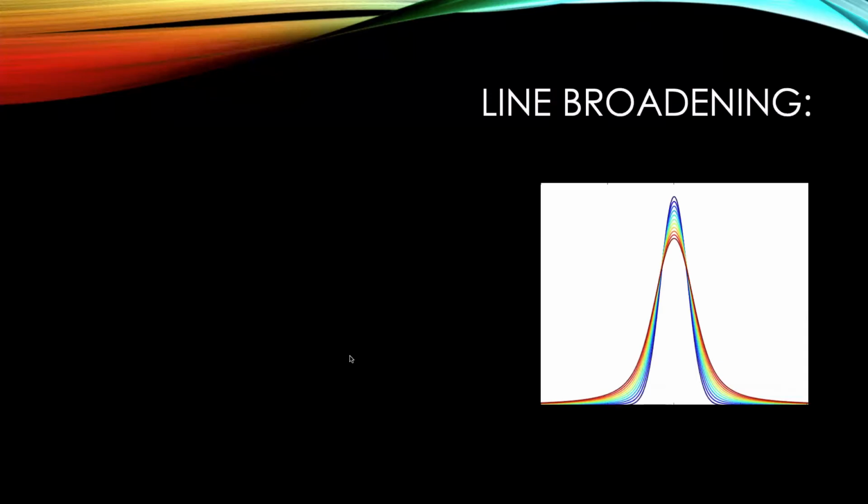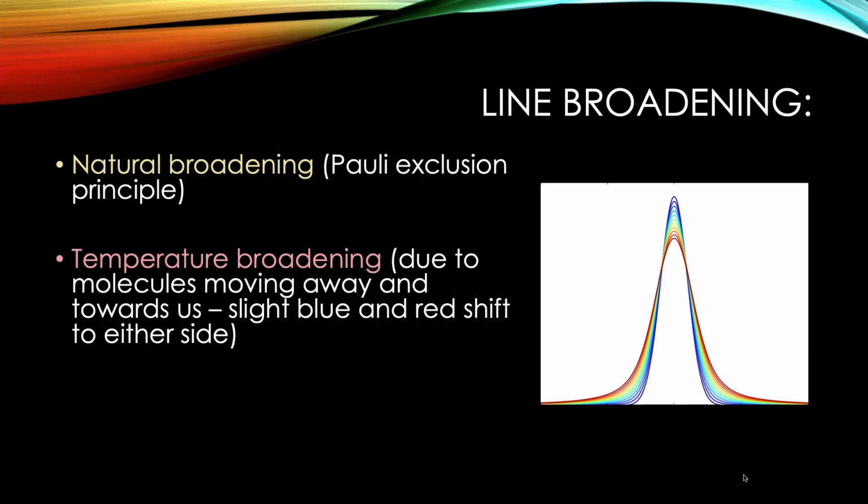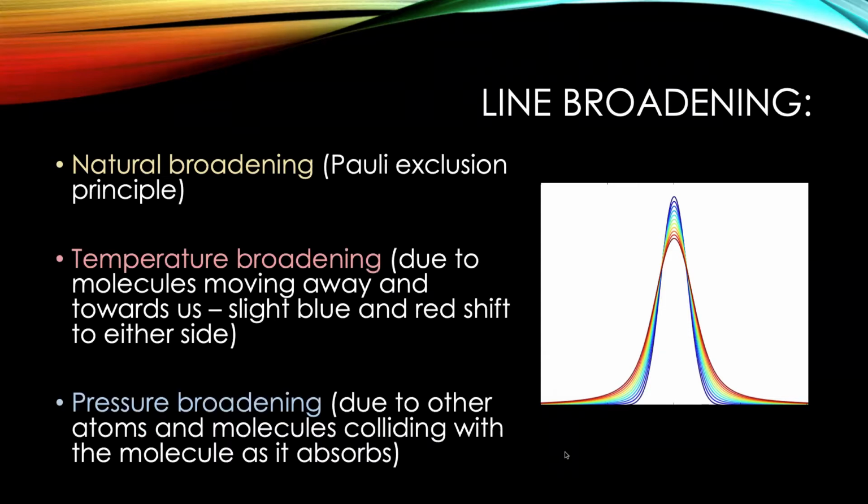There are a few different processes which cause this shape, or line broadening. There's natural broadening due to the Pauli exclusion principle. There is temperature broadening, due to the molecules moving around as they are absorbing or emitting between different energy levels, so there is a slight blue and red shift either side of the transition. And there's also pressure broadening, due to other species which are colliding with the molecule which is doing the absorbing or emitting.